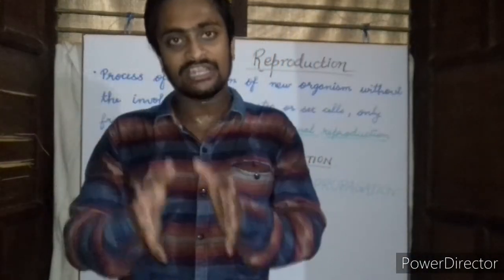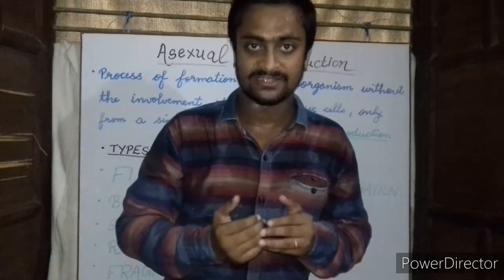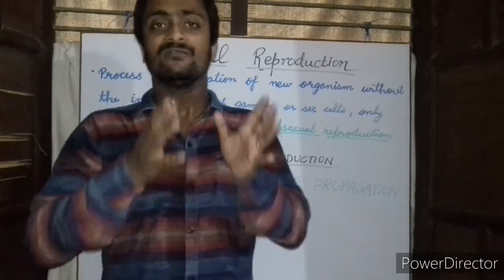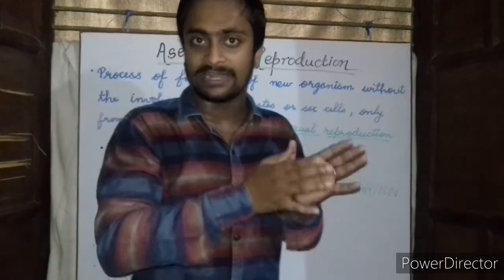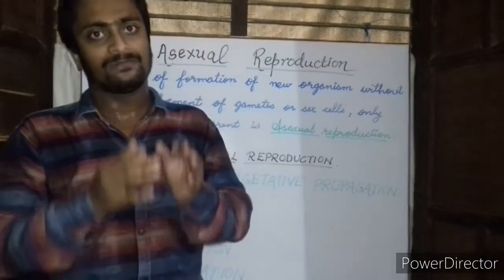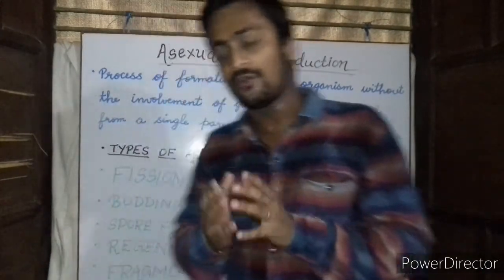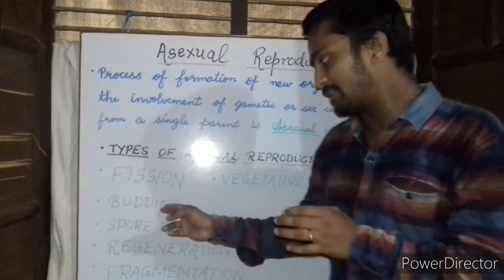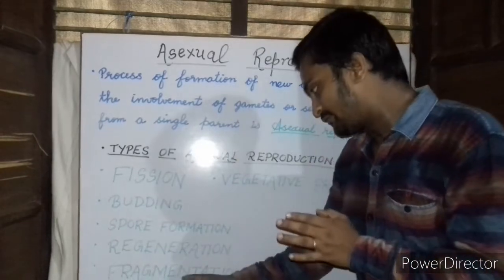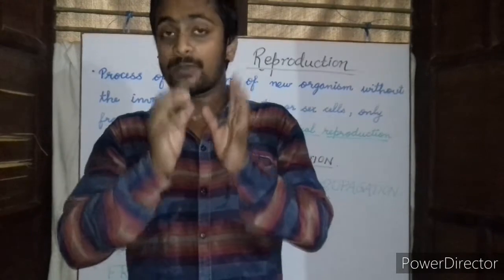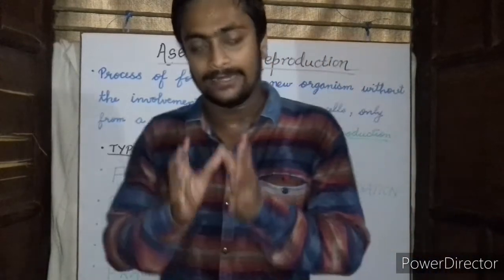Since there are no variations, the offsprings have the same characteristics as the parents. So this method is especially useful when we want to obtain offsprings which have the same characteristics as that of parents. Now, this process of asexual reproduction generally takes place by 6 methods. The first one, fission; second, budding; third, spore formation; fourth, regeneration; fifth, fragmentation; and last one, the vegetative propagation method. So in this video, we will be dealing with the process of fission in detail.